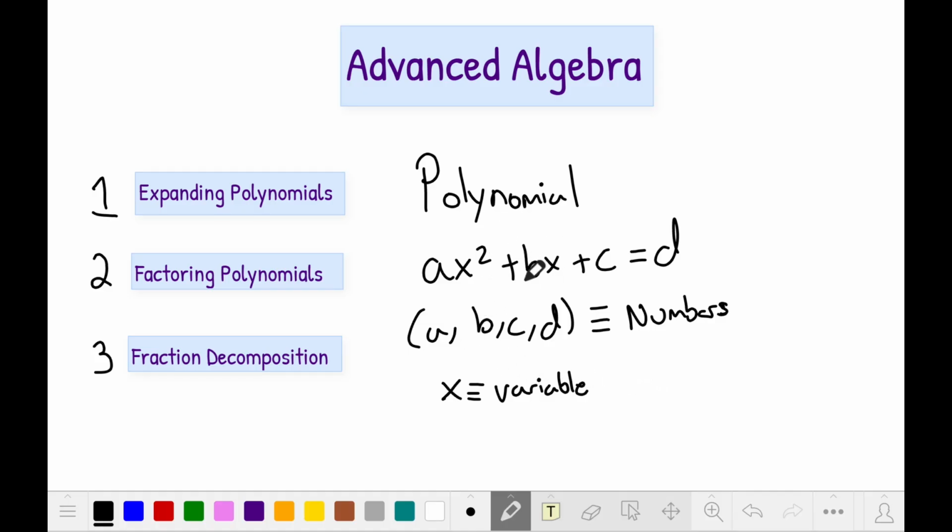Technically, polynomials can come in any shape or size that fits this right here. We are not limited exclusively to powers of 2. They can go all the way up to infinity, but for most of our purposes, we're going to be sticking with powers of 2. So the biggest power we're going to see is an x squared. Some of these techniques can be expanded into higher orders, 3, 4, 5, 6, 7, all the way out into infinity. But for most purposes, it's 2, and we're just going to stick to 2 for today's video.